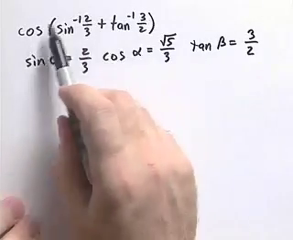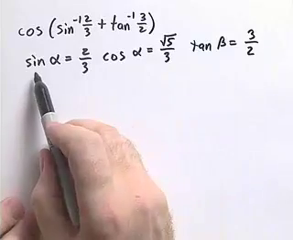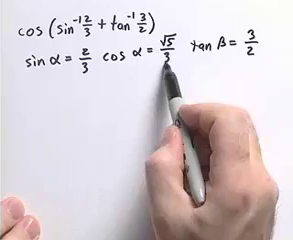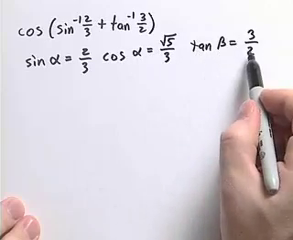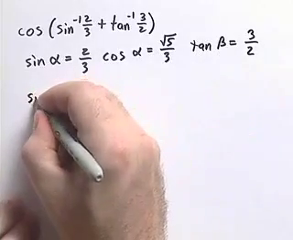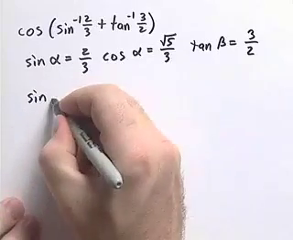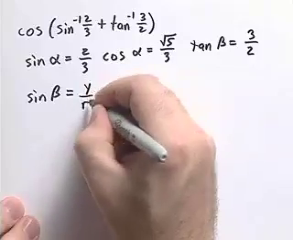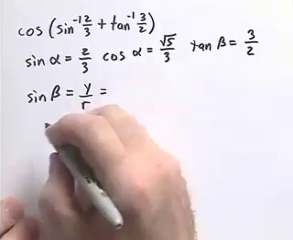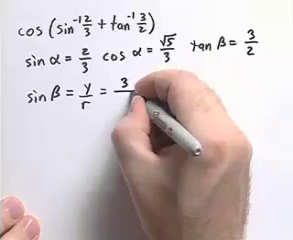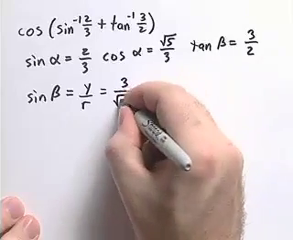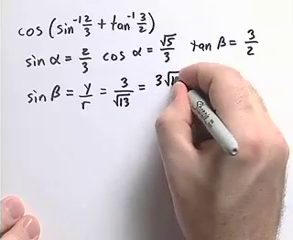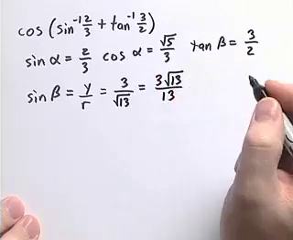Here we've rewritten the expression that we'd like to evaluate. We've also got the sine of alpha is equal to 2/3, cosine of alpha is equal to the square root of 5 over 3, and tangent of beta is equal to 3/2. We'd like to find the sine of beta. The sine of beta is going to equal y over r, and we're using the angle beta here. Y was equal to 3, and we found on the previous page that r was the square root of 13. So the sine of beta is equal to 3 times the square root of 13 divided by 13.